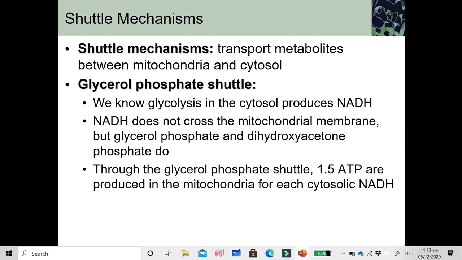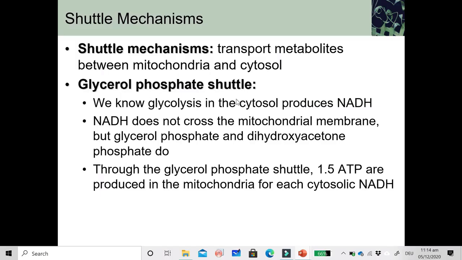Remember that all of the NADH and the FADH2 produced in aerobic respiration are generated in the mitochondria, except for one. And what is that? The one which is generated in glycolysis, the NADH that is formed when glyceraldehyde 3-phosphate is oxidized into 1,3-bisphosphoglycerate. It is found in the cytosol, and it has to be transported into the mitochondrial matrix in order to be oxidized, right? Different kinds of cells have different shuttle mechanisms for that NADH, and we're going to discuss them now. The shuttle mechanisms transport metabolites between mitochondria and the cytosol.